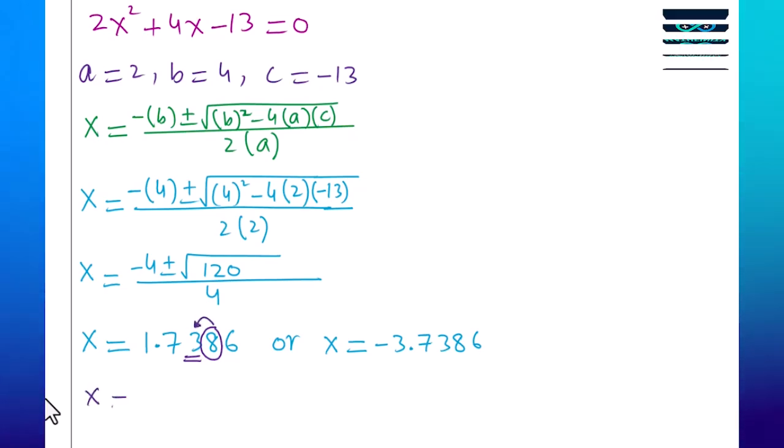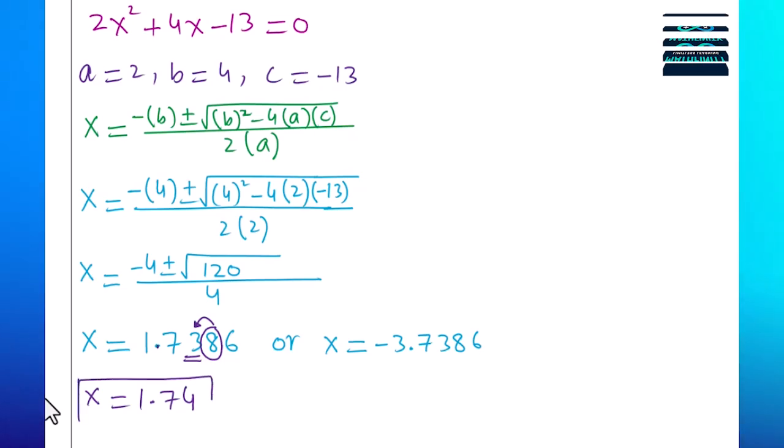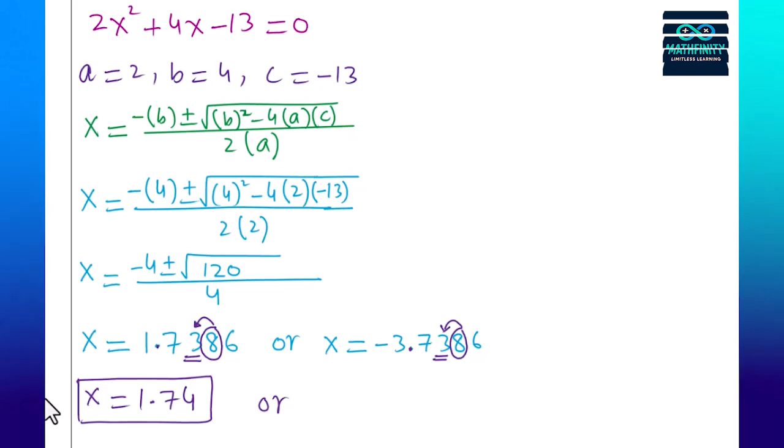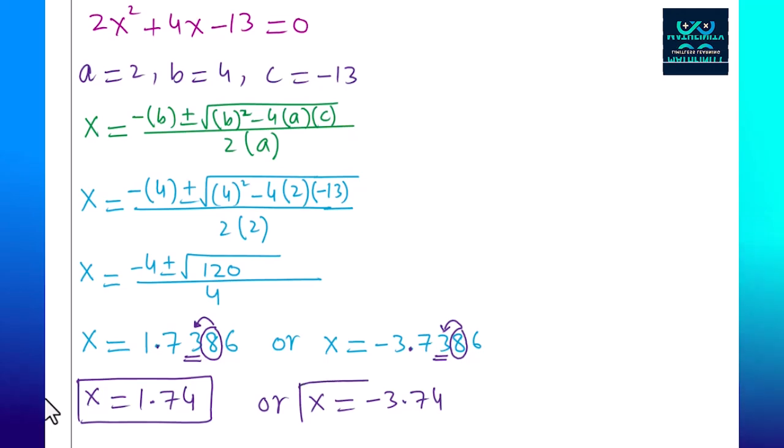So we will write x is equal to 1.74. We have to correct to 2 dp, 2 decimal places, meaning the second digit after the point you have to correct. This is the first answer. Or here, after the point, the second digit is this one. Again, the next number is bigger than 5, so we have to add one here. It will be negative 3.74. These are the two x values we got.